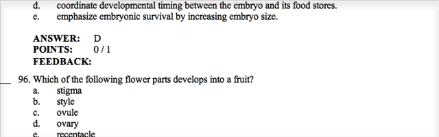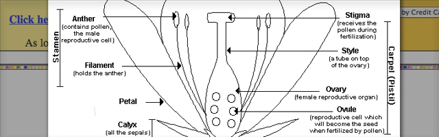Which of the following flower parts develops into a fruit? Stigma, style, ovule, ovary, or receptacle. All right, so let me show you a picture of the female structures of a plant. So here's one with a little bit of information for you.